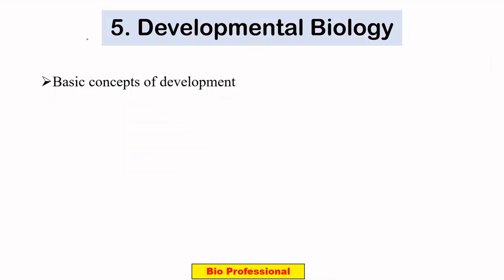Moving on to developmental biology, I would say this is a scoring unit. If you prepare all these topics, every time there are 4 to 5 questions in part C, so you can directly get 16 to 20 marks. If you prepare this part, every time you will get questions from this chapter.